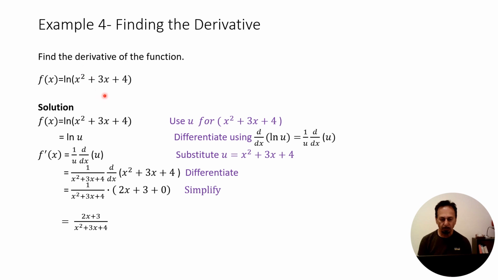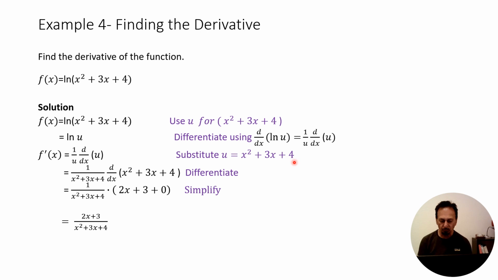Here's example 4. Find the derivative of f of x equals natural log of x squared plus 3x plus 4. We can say u is the inner function, x squared plus 3x plus 4, so we can replace this with u. Now f of x equals natural log of u, and u is a function of x, so we can apply the formula: d over dx of natural log of u is 1 over u times d over dx of u.